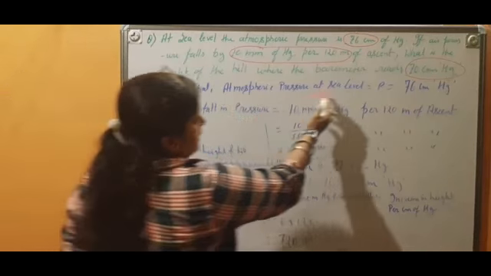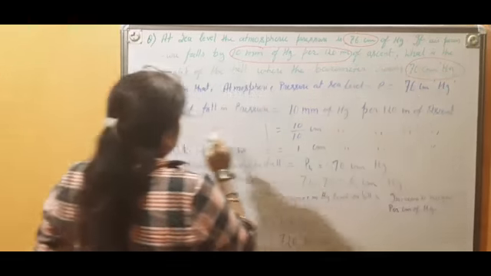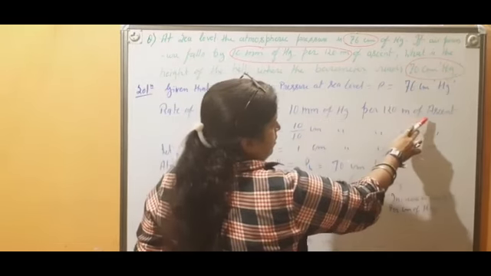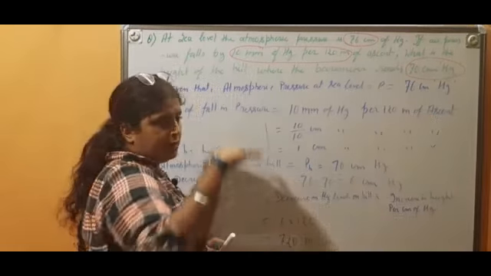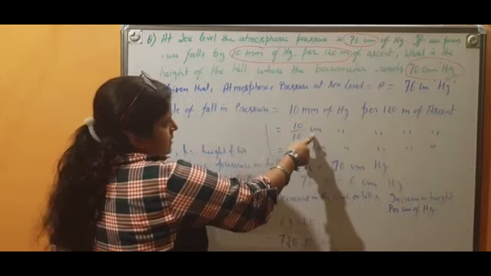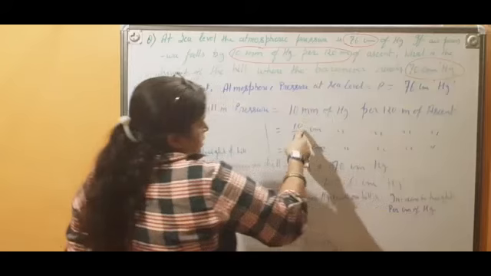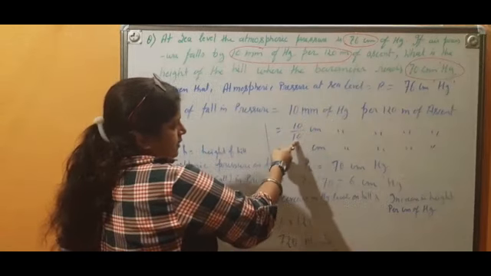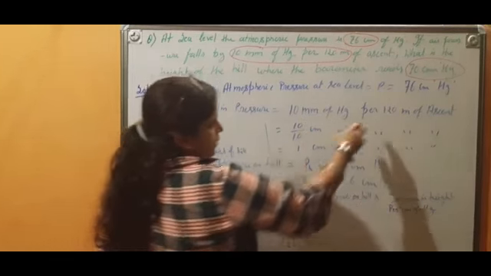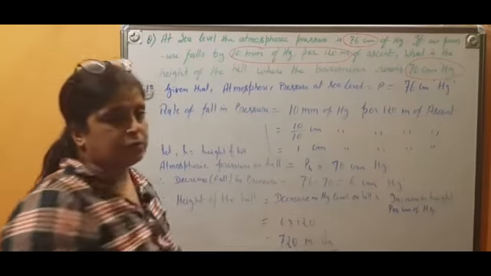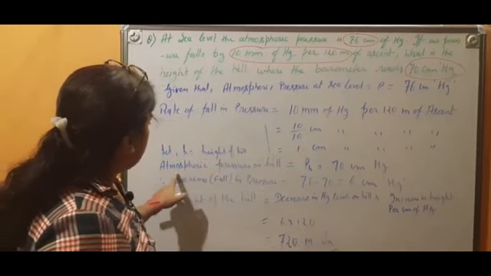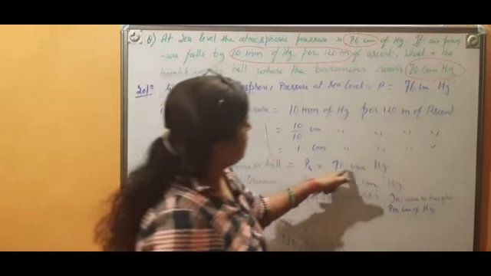Given that atmospheric pressure at sea level P is equals to 76 centimeter Hg, rate of fall in pressure is 10 millimeter of Hg per 120 meter of ascent. Okay, means after 120 meter the fall in mercury level is 10 millimeter. So I have converted it into centimeter because data is in centimeter. So 10 millimeter converted into centimeters, that's why I have divided by 10, it is 1 centimeter. It means per 120 meter the fall in atmospheric pressure is of 1 centimeter. Now let H is height of the hill. Atmospheric pressure on hill is what? pH is equals to 70 centimeter Hg.